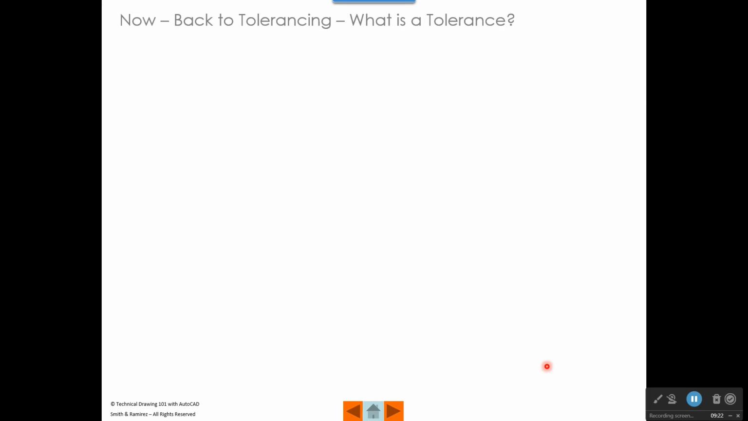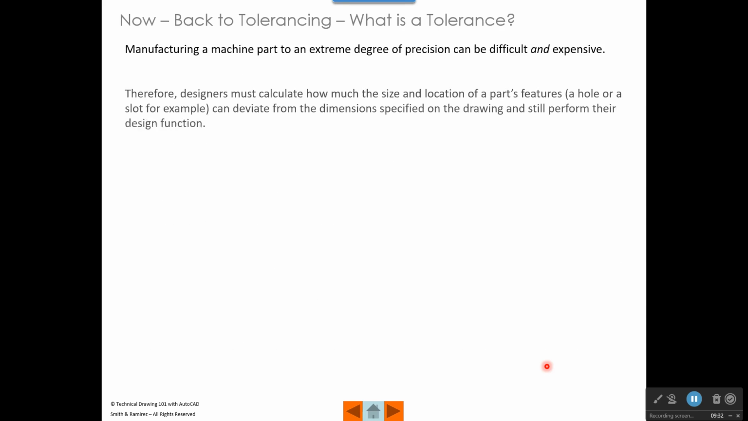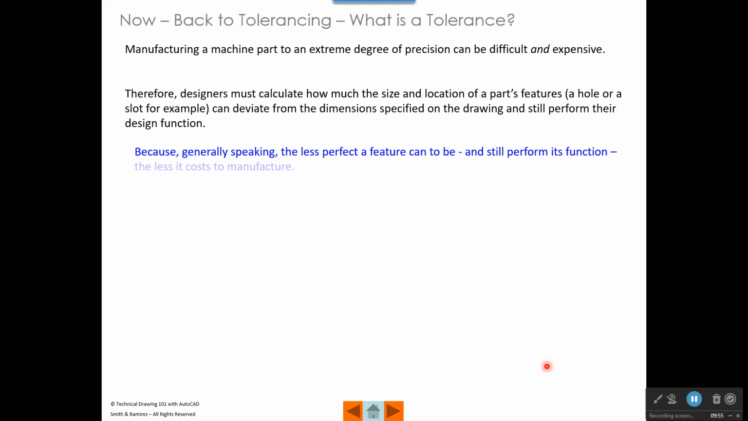Now, back to tolerancing. What is a tolerance? Manufacturing a machine part to an extreme degree of precision can be difficult and expensive. Therefore, designers must calculate how much the size and location of a part's features, a hole or a slot for example, can deviate from the dimensions specified on the drawing and still perform their design function.